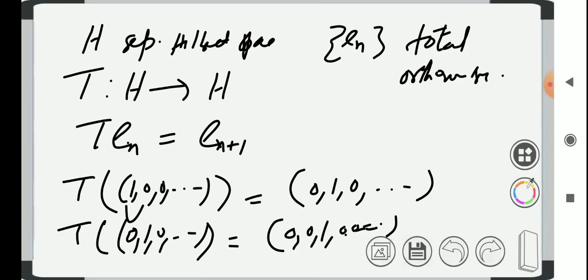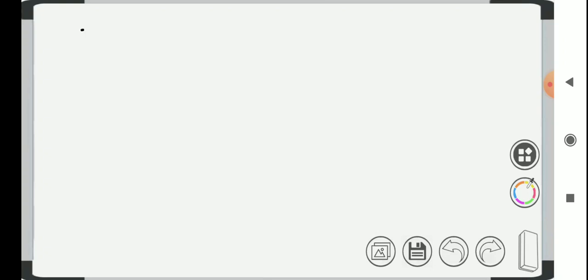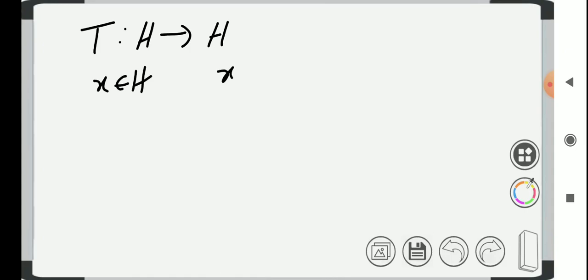Now let us try to compute the adjoint of this operator. We can take any vector x and decompose it in terms of this orthonormal sequence, because this is a total orthonormal sequence and it is a Schauder basis for our Hilbert space. We can write any vector x in the Hilbert space as a series of e_n. That is, if we take any vector x belonging to H, we can write it as the summation of alpha_i e_i, where alpha_i are scalars from the underlying field.